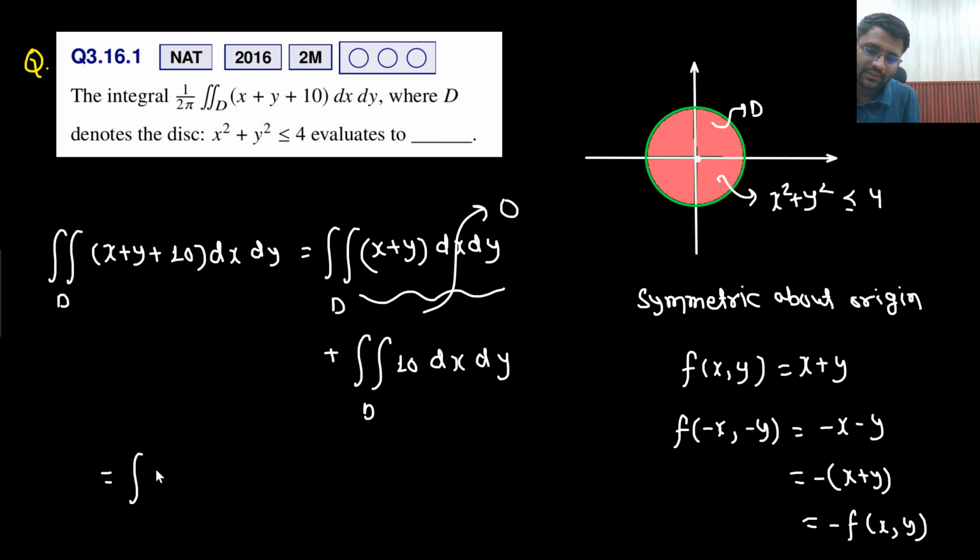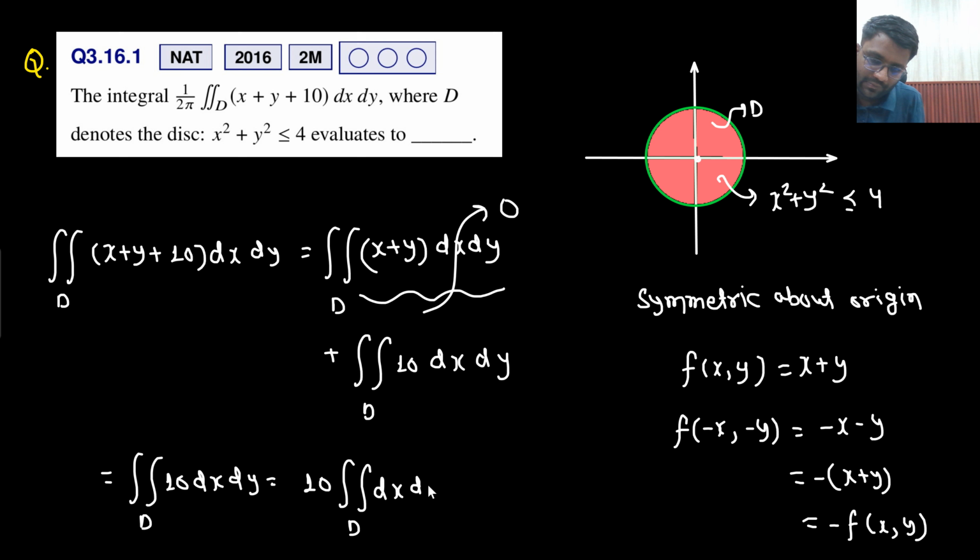So your total integral over the region D is the integral of tan dx dy. Take tan outside, what will it become? It will simply become the surface area. What is that surface area? Surface area is nothing but pi r square. What is the radius? Radius is 2. Pi r square. So what is the answer?